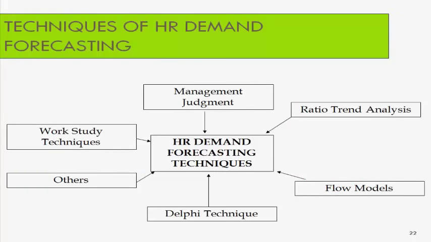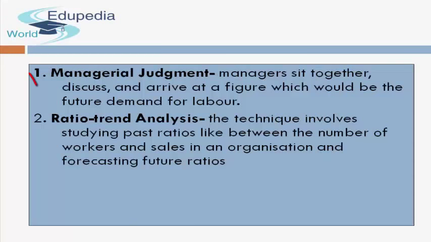See, as I told you, these are the different forecasting techniques through which the HR department can make out what would be the HR demand in the future. Let me just explain these five techniques one by one. Managerial judgment. The managers sit together, they discuss and arrive at a figure which would be the future demand for labor, which is very, very simple. Keeping in mind what kind of projects the company would be taking up in the future, and the vision and mission of the organization, the top management decide what kind of employees and what number of employees would be required in the future.